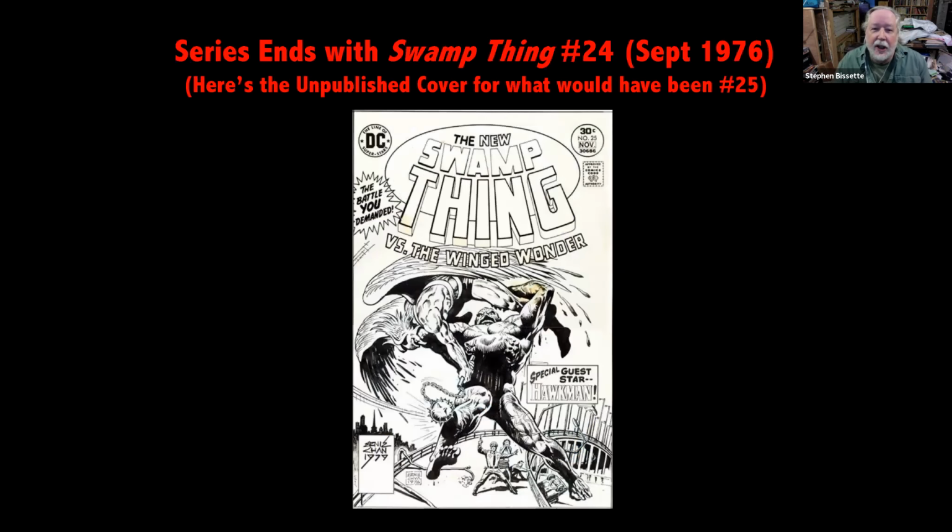The series Swamp Thing ended with the 24th issue. As I mentioned, Bernie had moved on after finishing issue 10's art job. Here is the unpublished cover art for what would have been Swamp Thing number 25. And as you can see, by the 24th and 25th issue, they had wandered quite afield from it being a monster/horror comic. And typical of comic book publishers of the 70s, it was thought, oh, if sales are flagging, let's start throwing superhero characters into the book.